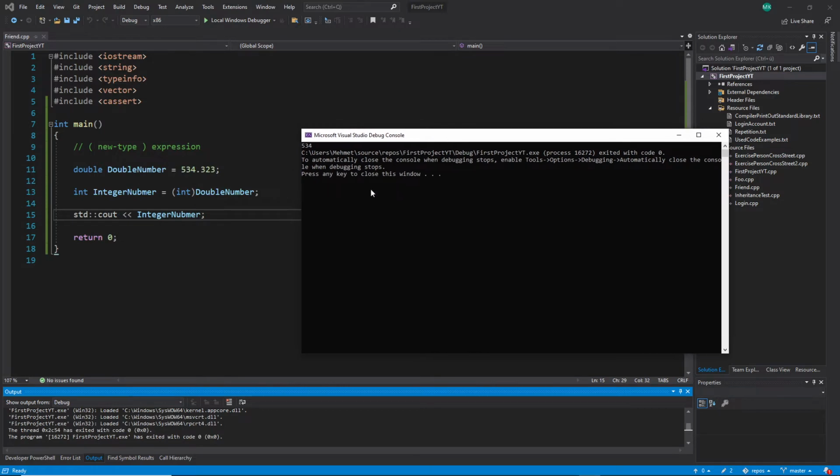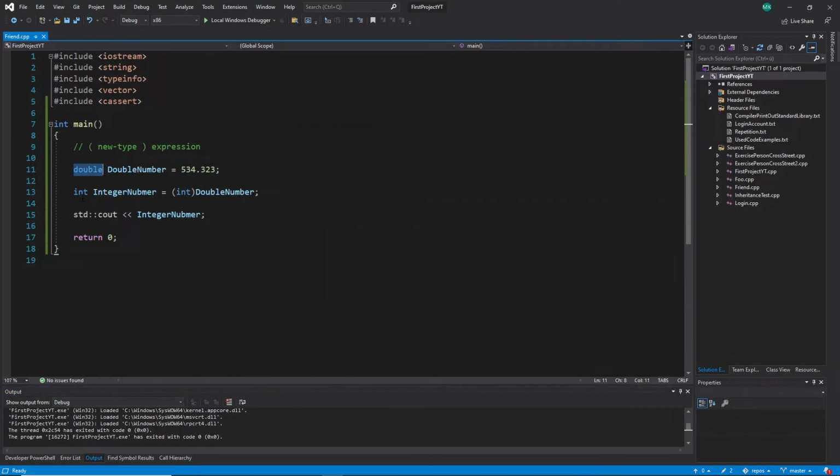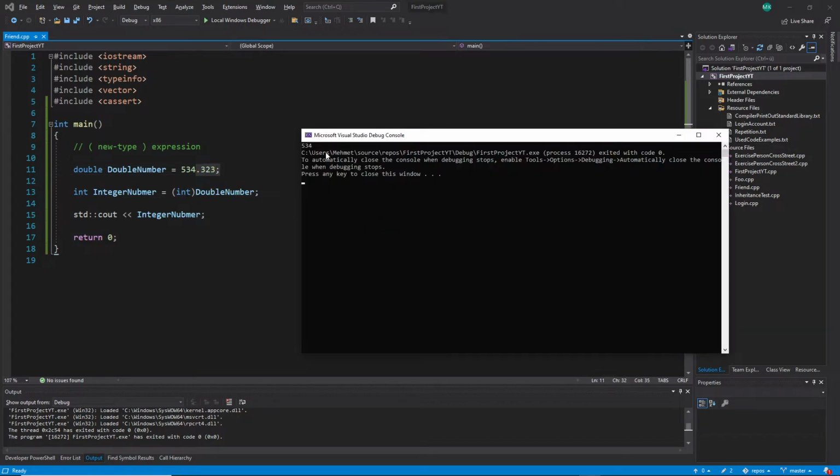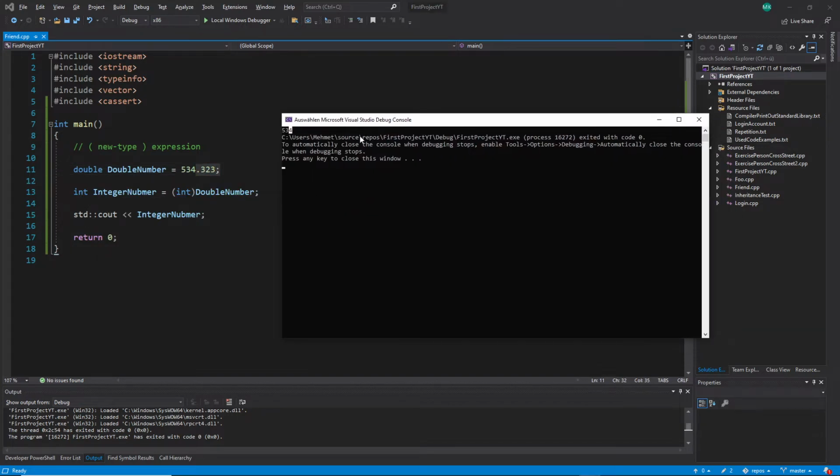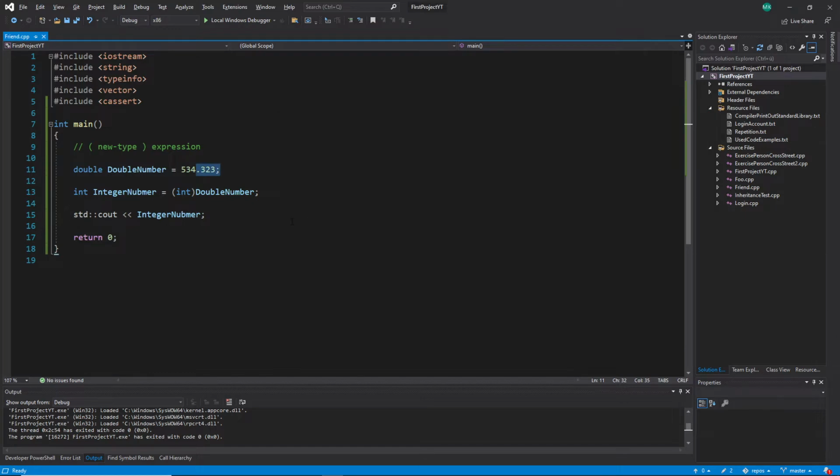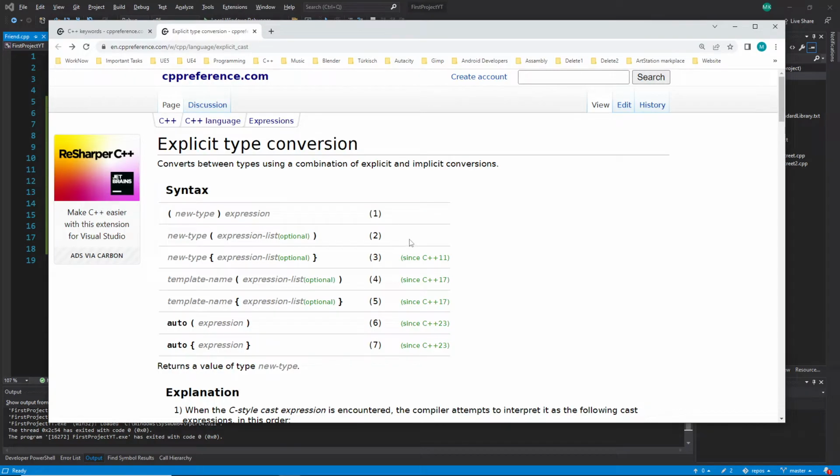and like we expected, it works, right? So, and we know that when we convert from a double to an int, it will cut off the decimal points, and exactly that happens. But careful, this is per definition, right?